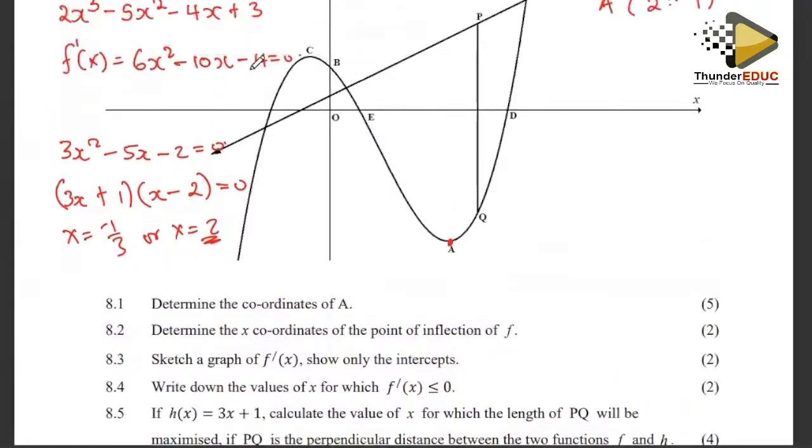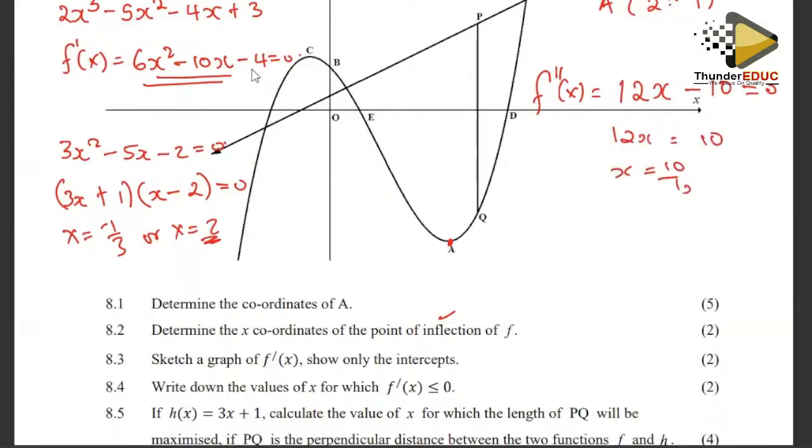So with the point of inflection, we need to find the second derivative. So our first derivative is this. Our second is going to be 12x minus 10, equated to 0. So 12x is 10, divide both sides by 12, which means it's 5 over 6.